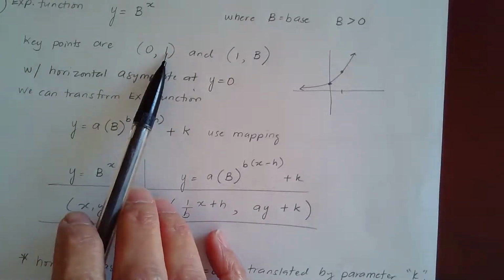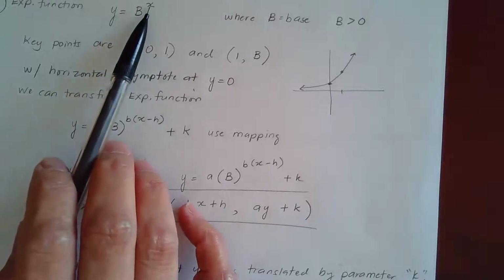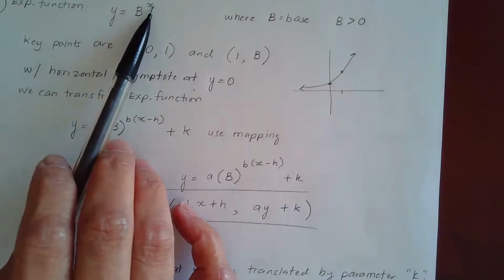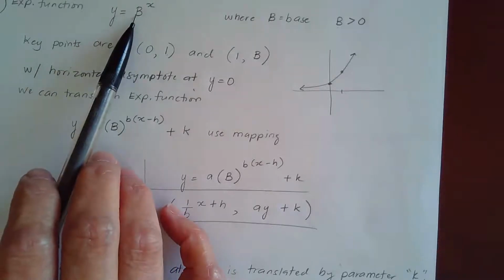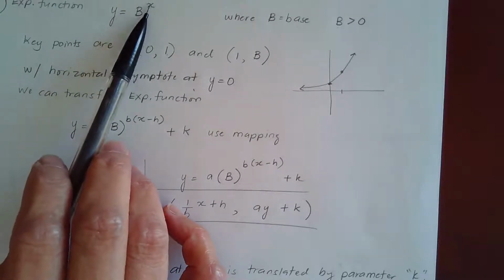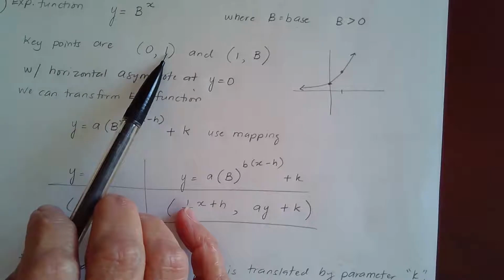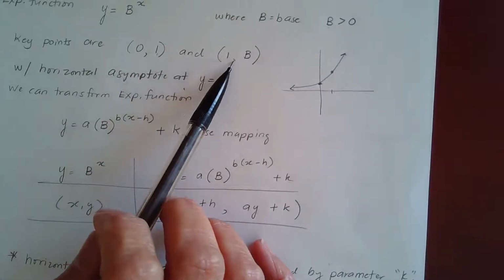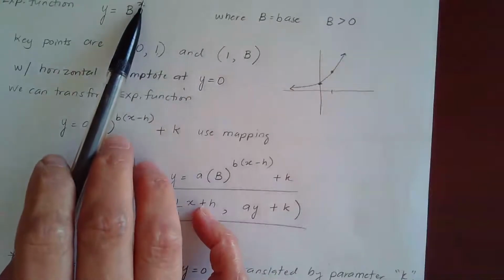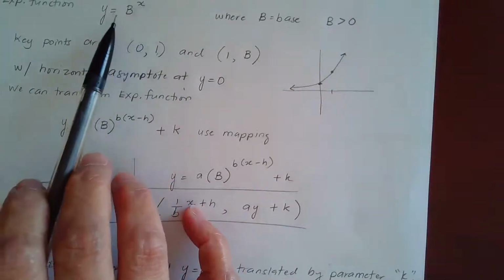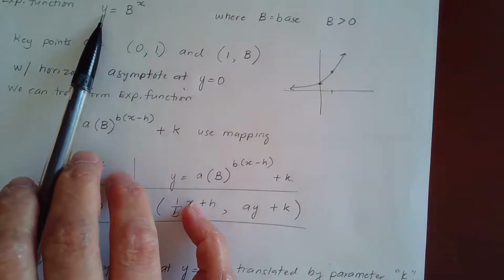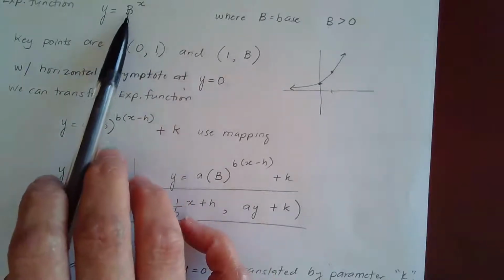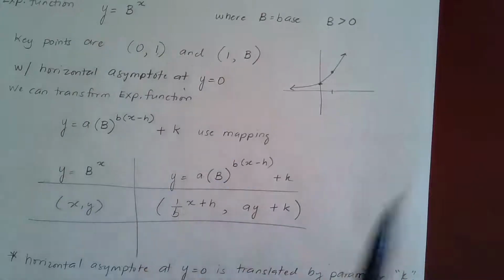So what does that mean? It means that if x is 0, whatever the base is to the exponent 0 is 1. The other key point is 1 comma b. That means if I put 1 for x, y will be b, right? b to the 1 is just b.